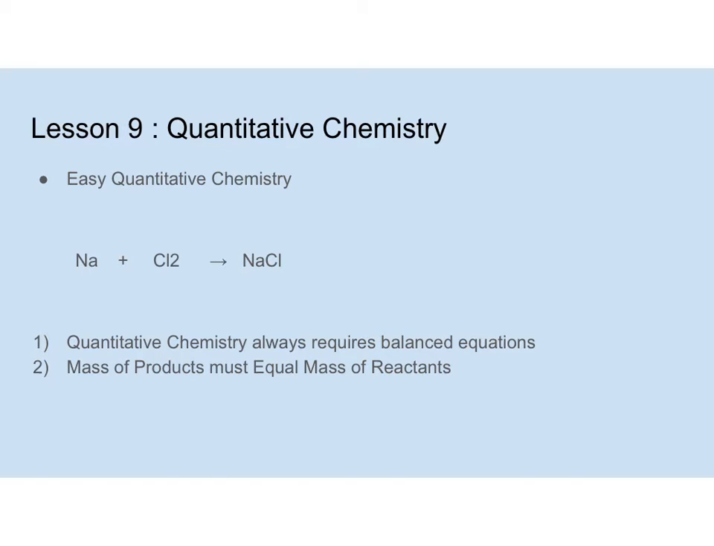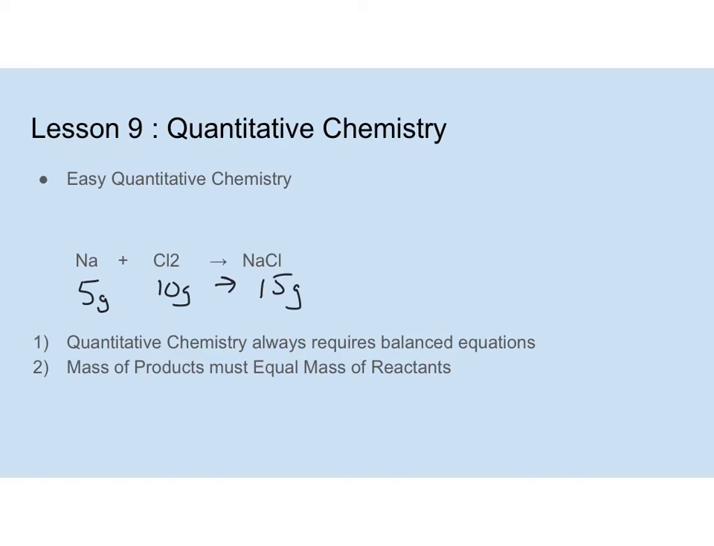So we can talk about easy quantitative chemistry. You may think this seems pretty easy because I know the conservation of mass. If I took something like 5 grams of this and 10 grams of this and it perfectly combined, well then of course I'm going to have 15 grams of product, because matter can't disappear.